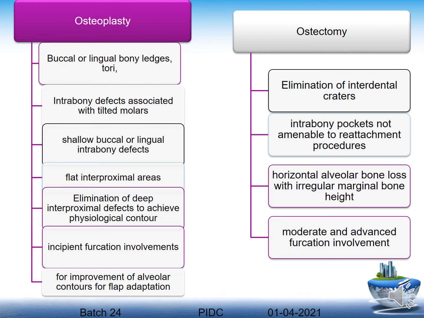So where is it indicated, osteoplasty and osteotomy? Osteoplasty is generally indicated in cases where there are buccal or lingual bony ledges with tori, or intrabony defects associated with tilted molars, shallow buccal or lingual intrabony defects, flat interproximal areas, elimination of deep interproximal defects to achieve physiological contours, incipient furcation involvement, and for the improvement of the alveolar contours for flap adaptation.